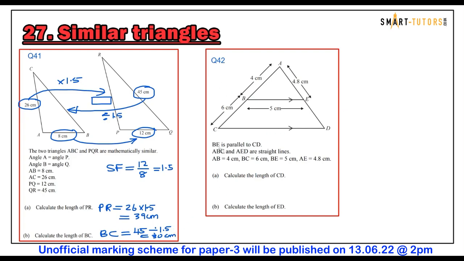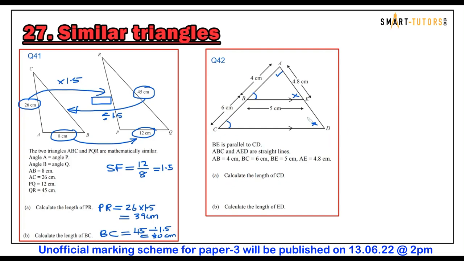Now question number 42. BE parallel to CD. So if you look at the angle, this angle equal to this angle, parallel, this cross angle equal to this cross angle. This tick is the common angle at the top. The small triangle and the big triangle are similar triangles. All the measurements are marked. Calculate the length of the CD.